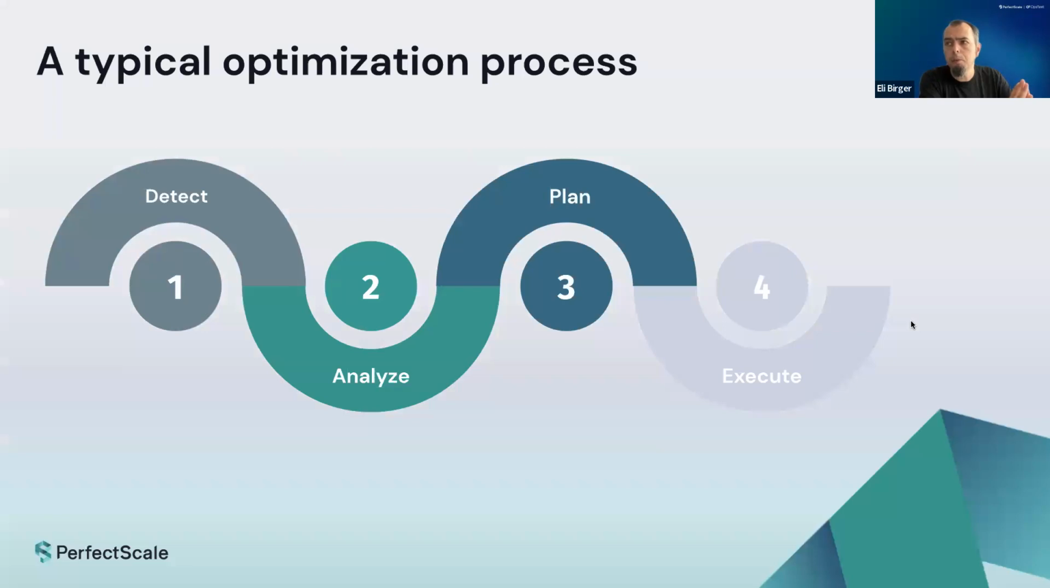Every time we assume that something may not be properly optimized, the optimization flow goes like this. First of all, we need to find where the over or under provisioning is, where the optimization is needed. Then we need to analyze and figure out how to optimize this particular area. Then we need to plan, execute, and come back later to see that we actually optimized everything and what the impact of our optimization is.